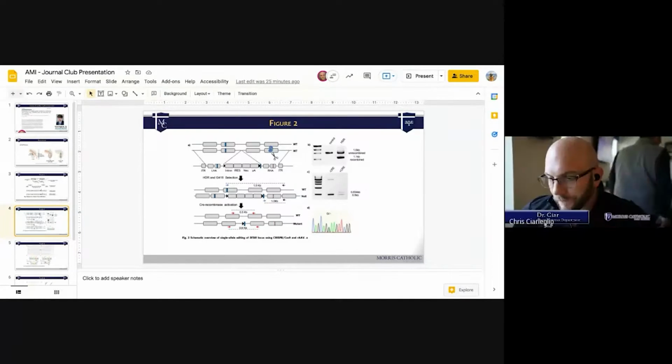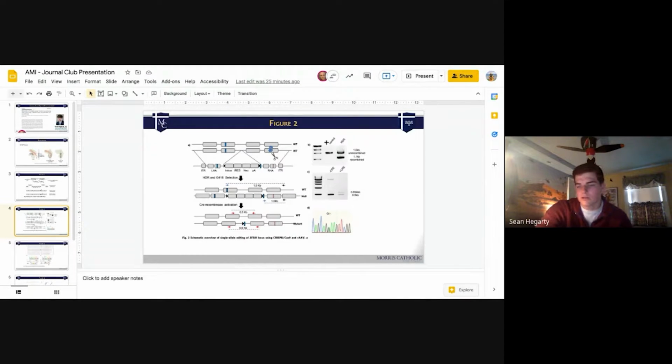And so just to the right of that ladder, they have a control sequence, which is an unedited portion from the genome. And then to the right of that, they have the HDR, the homology-directed response piece. And it just shows how there is another portion of DNA.